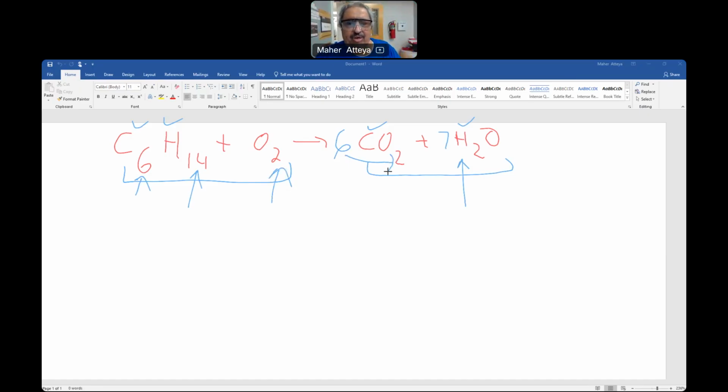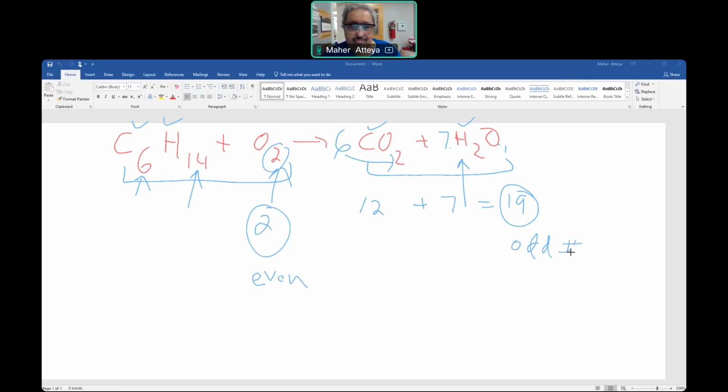Here I have 2. Here I have 6 and 2, 12, plus 7 and 1. This is 1 understood, not written. That makes 19. This is an odd number. This is an even number. So in order to get this fully balanced, I have to go through a fraction. So I put the 2 here, so I can cancel the 2 here. 2 and 2, they cancel themselves. And I put the 19 here.